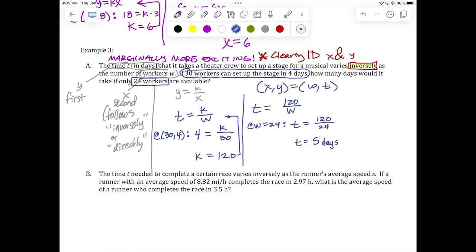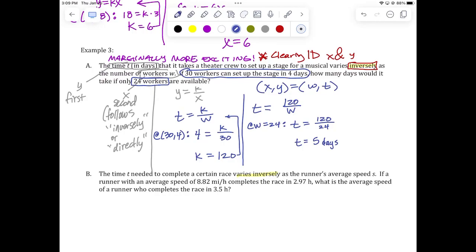The time t needed to complete a certain race varies inversely, okay, so they're telling us again it's inversely as the runner's average speed, with the runner's average speed s. Let's see. Think about that for a minute. The faster he runs, what do we know about the time to finish? Bigger or smaller? Smaller, right? And the slower he runs, the bigger his time, right? That makes sense. That's inversely. If a runner with an average speed of 8.82 miles per hour completes the race in 2.97 hours, what's the average speed of a runner who completes the race in 3.5 hours?